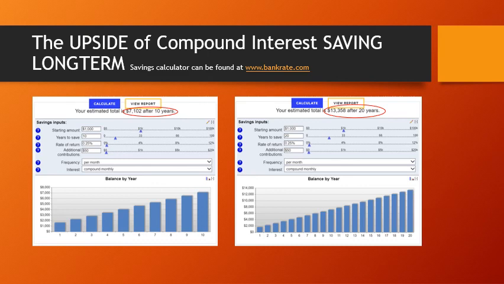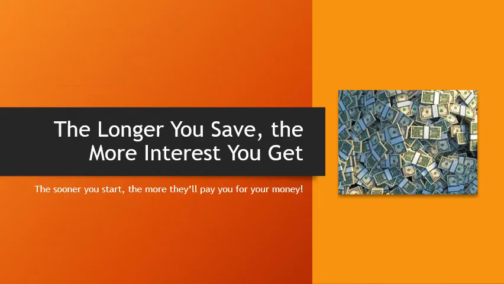A monthly deposit of $50 is going to be added to each of these accounts. And as you can see, untouched for 10 years, your account will have a balance of a little over $7,100. And in an account untouched for 20 years, you'll have a balance of about $13,300. Essentially, the longer you save, the more interest you get. So the sooner you start, the more they'll pay you for your money.